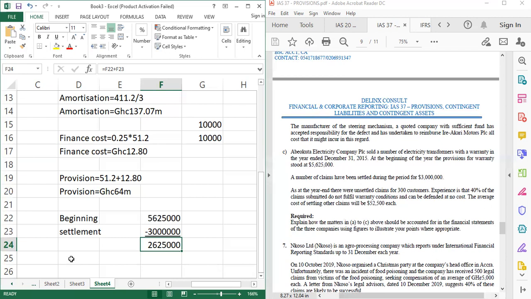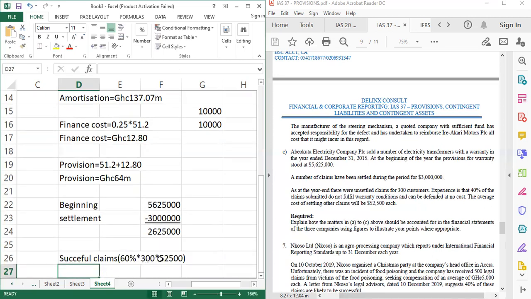So what will be that 60%? What will be the number of claims that will be successful using the 60%? So we have the successful claims, 180. That is 60% of the 300, multiplied by the amount per claim, isn't it? So yes, 60% multiplied by 300 times the amount that we are spending on each claim, 52,500.